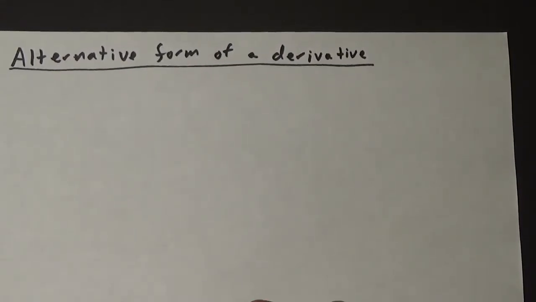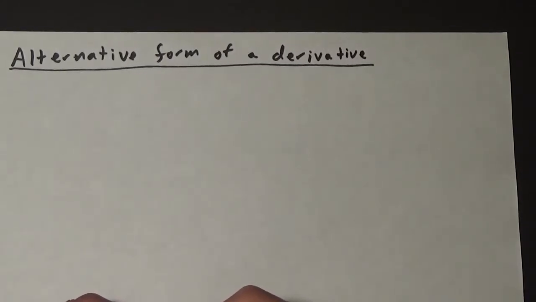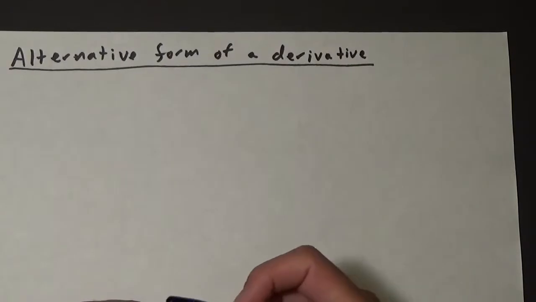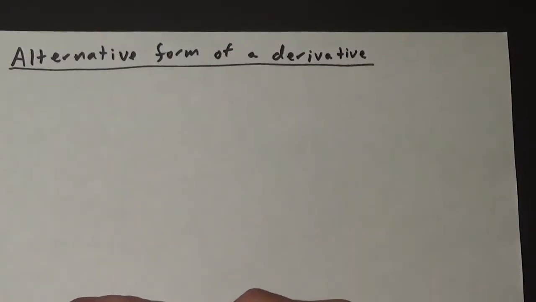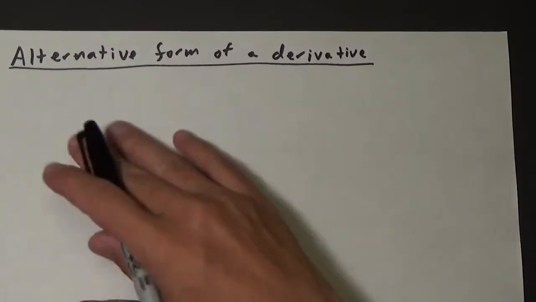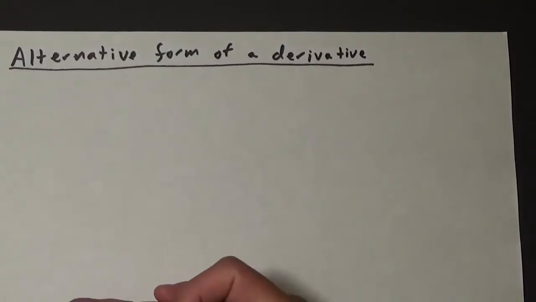In this section, we have been introduced to the concept of a derivative, how the definition of the derivative was developed, and we also used that definition of a derivative to find the derivative of a number of functions. In this video, we're going to look at an alternative form of a derivative that we don't use very often, but there are specific cases where the alternative form of derivative is a little bit easier to use than the definition that we use most often.